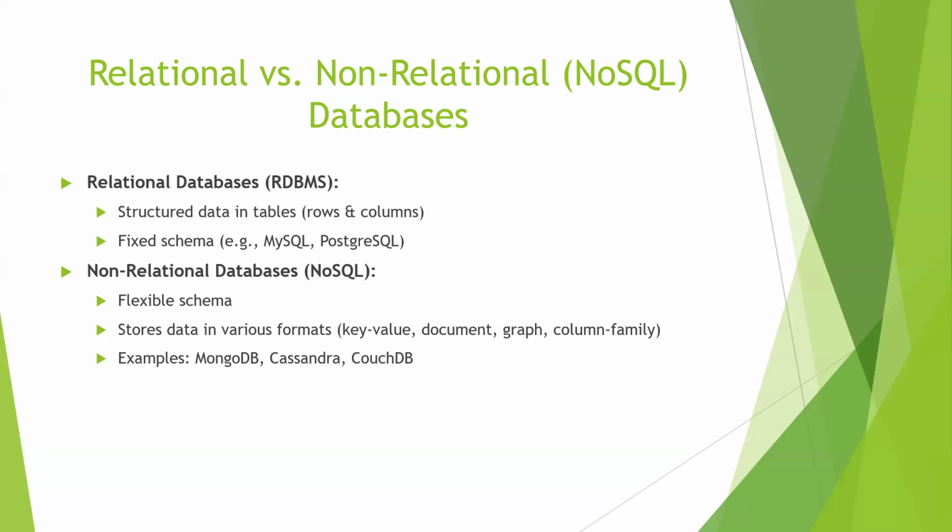Again, we can store the data in document format as well. We can store the data in graph format, and we can store the data in column family format. So these are the different formats in which we can store the data of the records. For example, MongoDB, Cassandra, and CouchDB. These are examples of non-relational databases, or NoSQL databases.